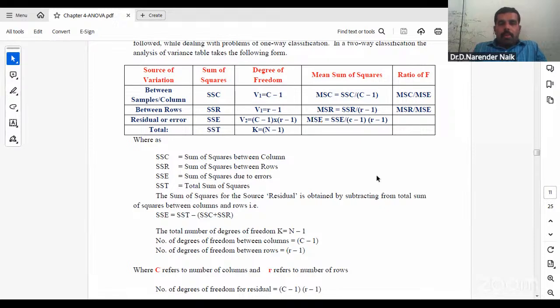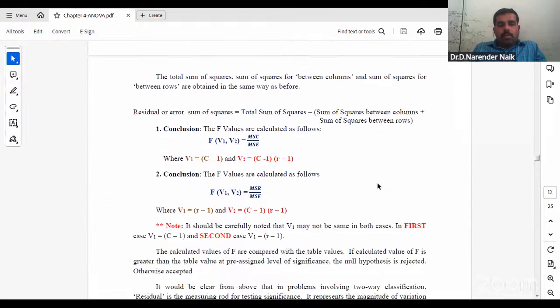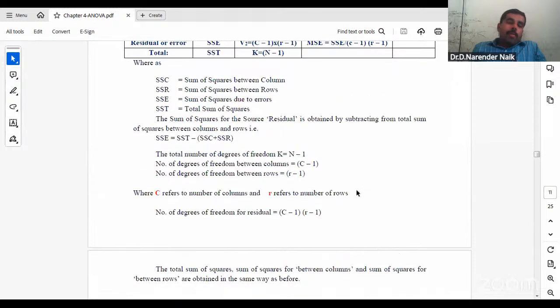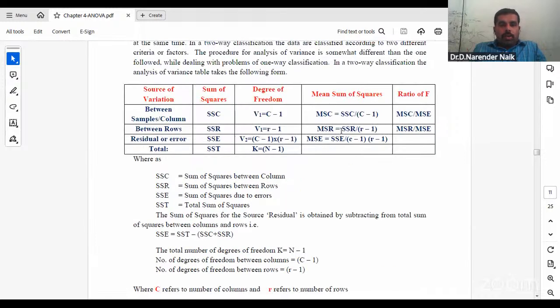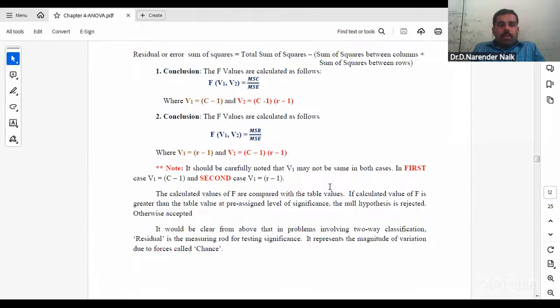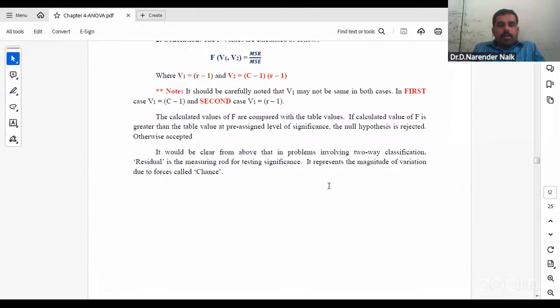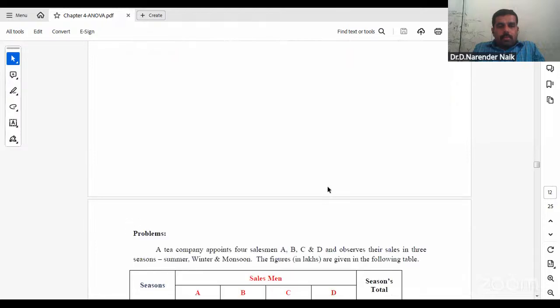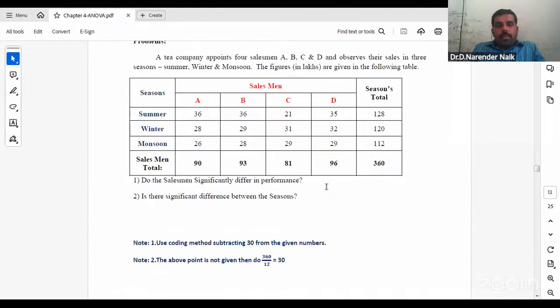So we will see the problem. When comparing one-way classification and two-way classification, in one-way classification you need to write only one conclusion, but in two-way classification we need to write two conclusions. There is variance ratio of F for the first time and variance ratio of F for the second time. So here, conclusion 1 and conclusion 2. In this way, you have to write. So we will see the problem.